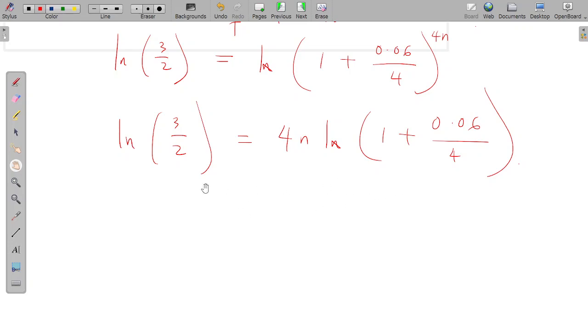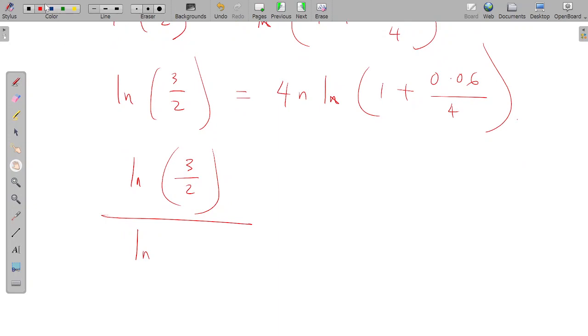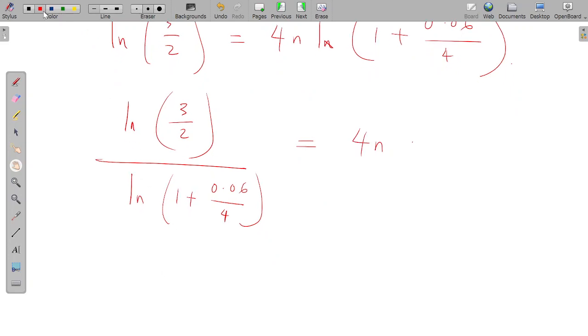Okay. So with this now, we have linear. We have this without any variable, so we can divide both sides. So we can have ln 3 over 2 divided by ln 1 plus 0.06 over 4, which equals 4N. Okay. So what do we do next? This is now the N we are looking for.